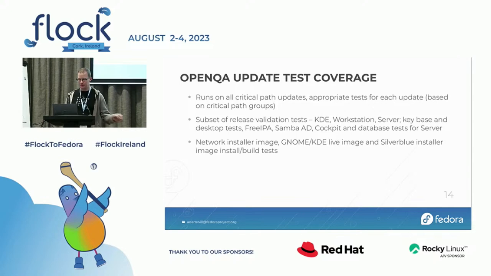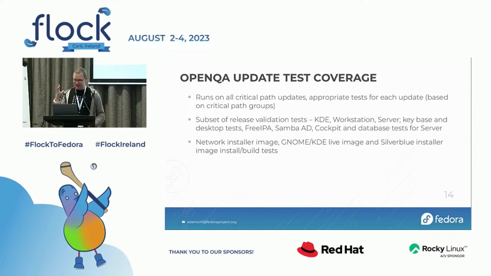And something that we only do in the update tests is we try and test whether the update will break the compose. Like I said on an earlier slide, this is very difficult to do manually. In automation, it's quite easy. So for every single relevant critical path update, we build a network installer image, we build a GNOME live image, a KDE live image, and we build a Silverblue installer image. And then we run an install from them, and then we test that it boots properly. So we know for every update, does this break the compose process, basically, which is very valuable. That's one of the most important things we get out of the update tests.